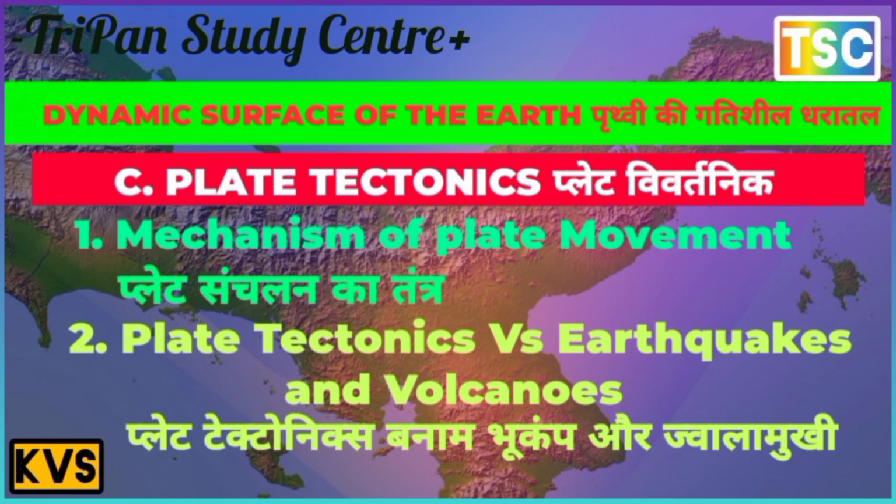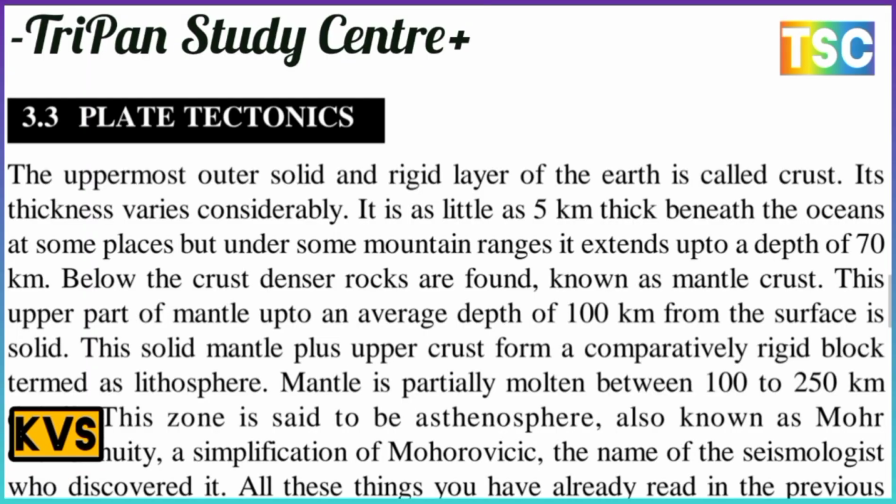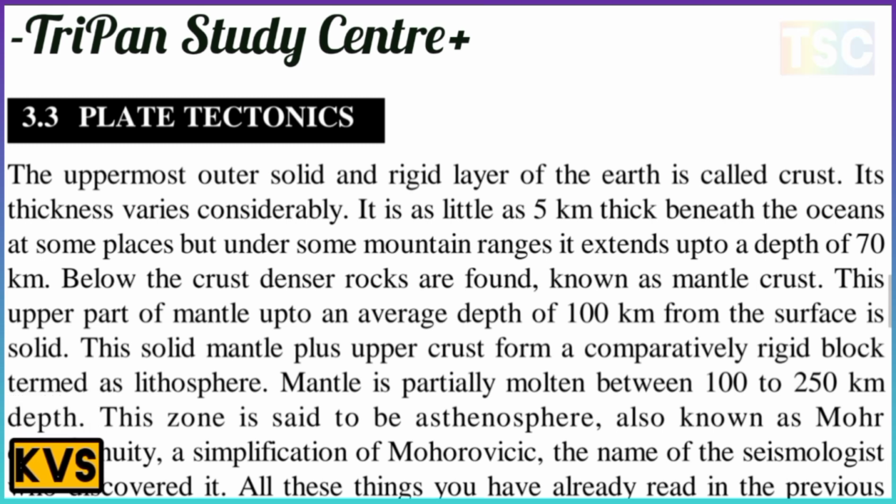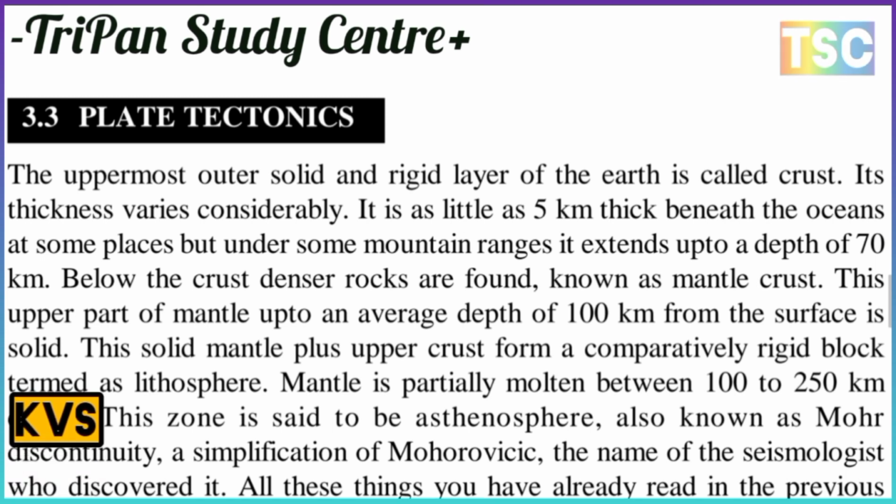The uppermost outer solid and rocky layer of the earth is called the crust. You have already learned about the crust. Its thickness varies considerably. It is as little as 5 kilometers thick beneath the oceans in some places, but under some mountain ranges it extends up to a depth of 70 kilometers.